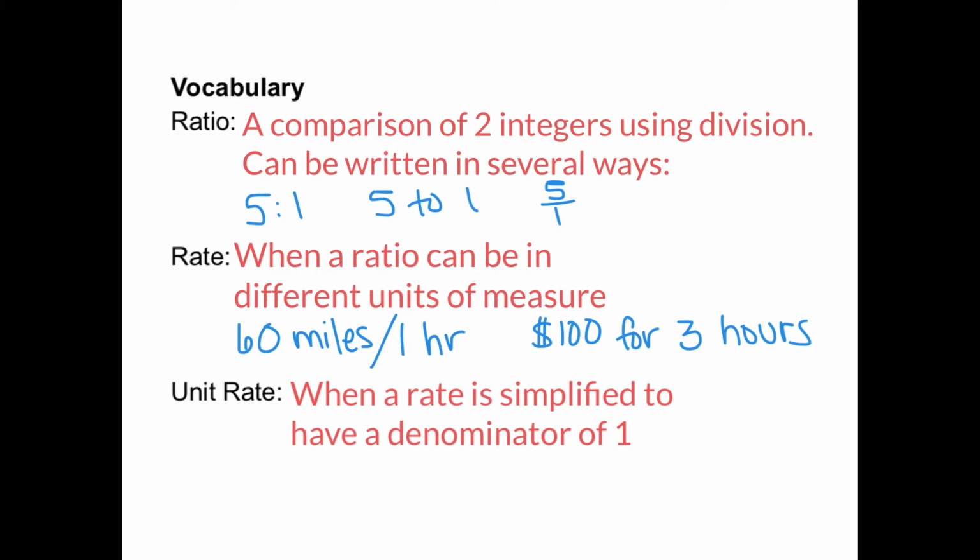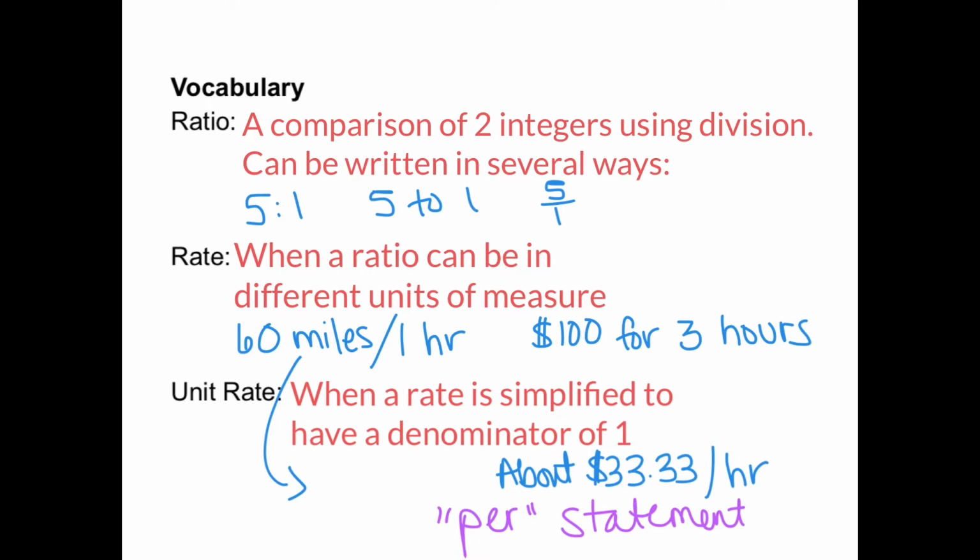A unit rate is when a rate is simplified to have a denominator of 1. The 60 miles in every 1 hour is an example of a specific unit rate, 60 miles in 1 hour. But the $100 for 3 hours would need to be simplified to about $33.33 per hour. We will focus on being able to write these in per statements. That's really the way that you know that you have a unit rate. We do not say $100 per 3 hours. We say $100 for 3 hours. But we can say 60 miles per hour, and that gives that indication that it's for every one.